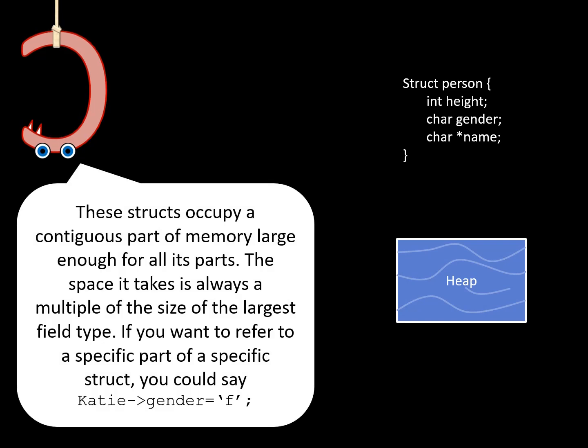These structs occupy a contiguous part of memory large enough for all its parts. The space it takes is always a multiple of the size of the largest field type. If you want to refer to a specific part of a specific struct, you could say Katie arrow gender equals F.